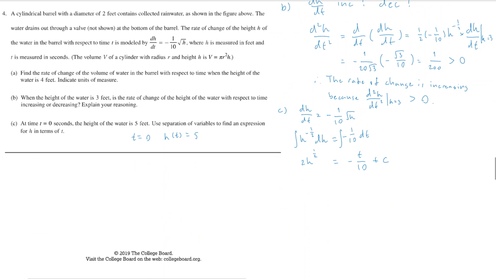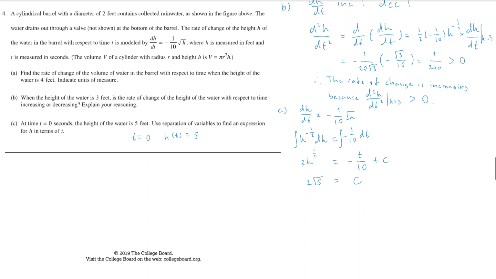and get this. So now we have the constant c, and we want to find the constant c using the initial condition. So h is 5, and t is 0, so this one goes away. So c is 2 times square root of 5.